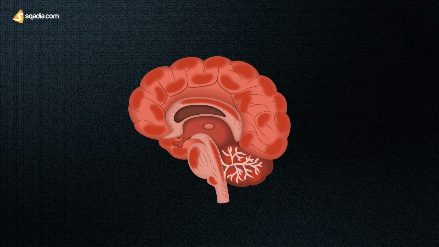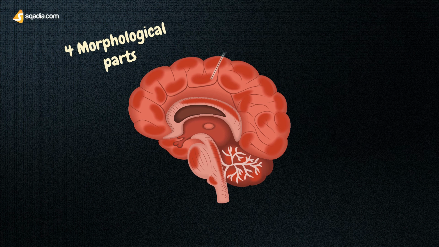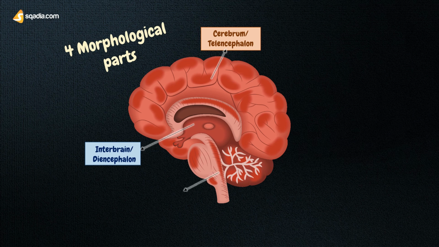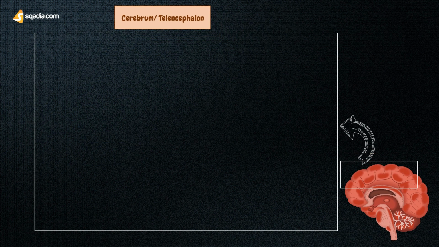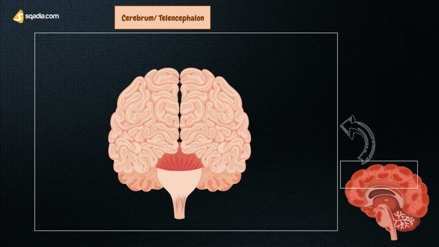Morphologically, the human brain is subdivided into 4 regions: Cerebrum or Telencephalon, Interbrain or Diencephalon, brainstem, and Cerebellum. Let's zoom into these parts of the brain one by one to get a deep view of their anatomy, starting with Cerebrum or Telencephalon. The cerebrum is the largest and uppermost portion of the brain, and it can be halved into 2 hemispheres: right hemisphere and left hemisphere.